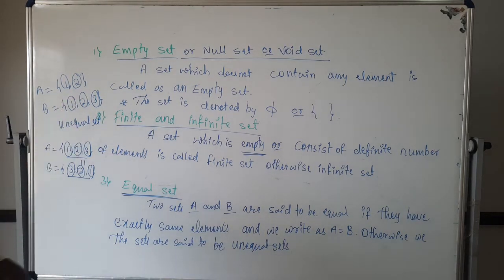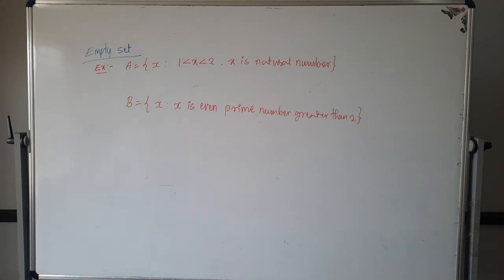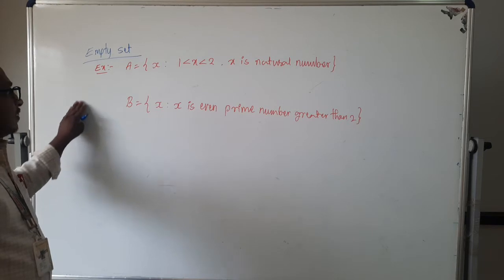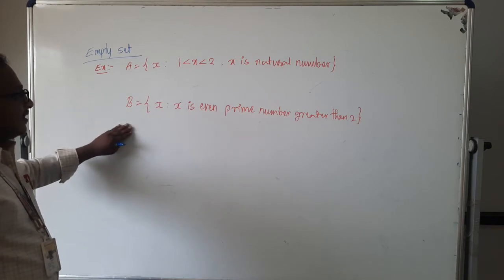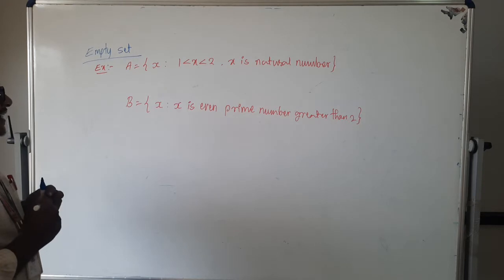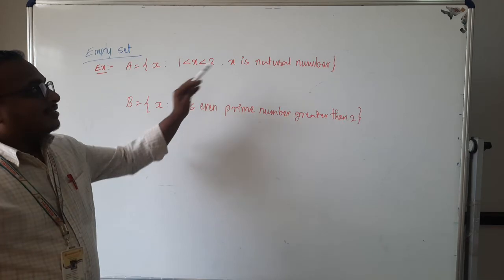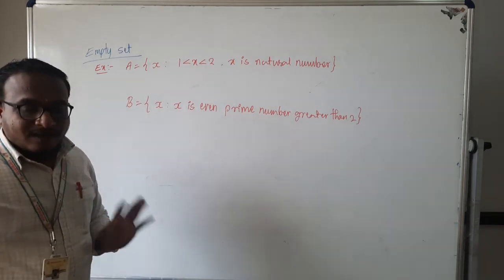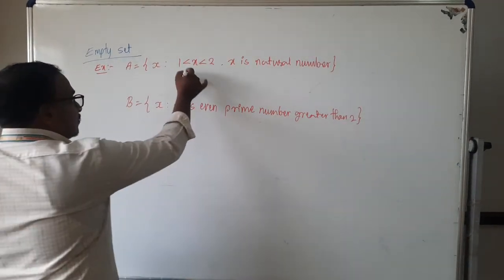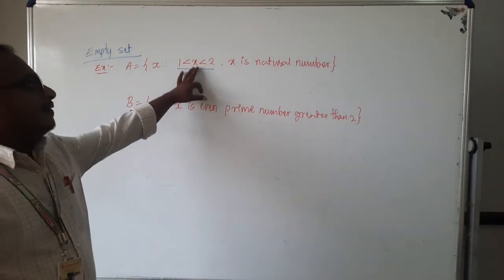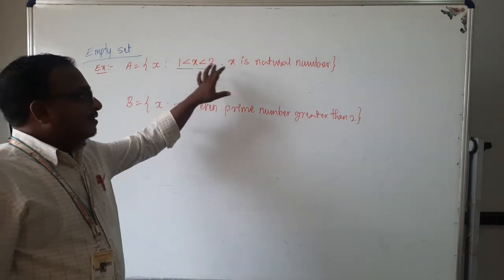Okay, pause the video and note down the definitions. Next, see the examples of an empty set. Here I am giving two examples of an empty set. The first one is set A, that is x such that 1 is less than x is less than 2, x is a natural number. First observe here: 1 is less than x is less than 2, and in between, what is x? The x is a natural number.